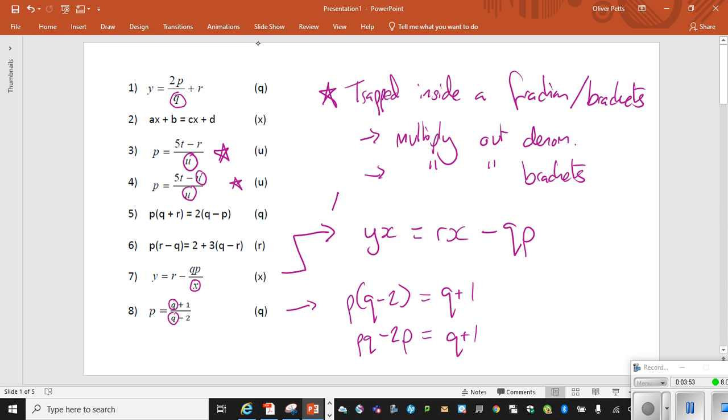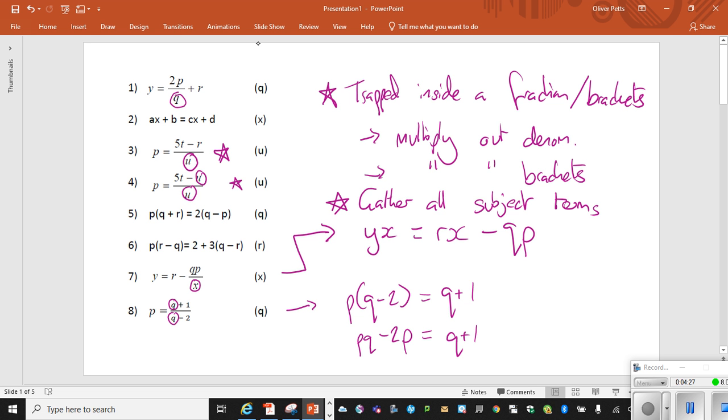Once we've done that, you should be in a situation where you've just got your subject either in one place or in several places, either on the left-hand side or the right-hand side of the equation. So the next stage is to gather all your subject terms. What I mean by that is gather all your terms involving your subject on one side of your formula, and anything not involving your subject on the other side of your formula.